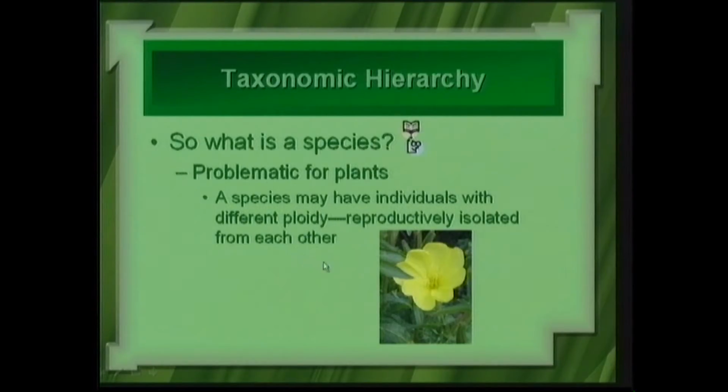Recall too, we also talked about wheat before. That actually had doubling of chromosomes as well. So you can have a species with individuals of different ploidy numbers. Even if they might be descended from the same individual, they can't breed together because they have different chromosome numbers. So in this way, this species can have individuals that are isolated from each other reproductively. So plants behave differently from animals.